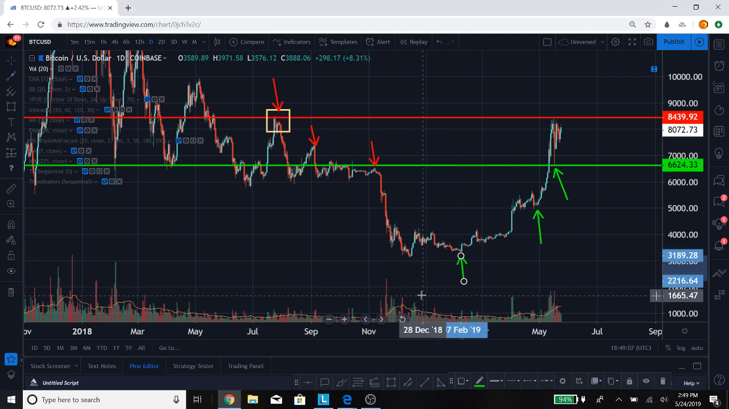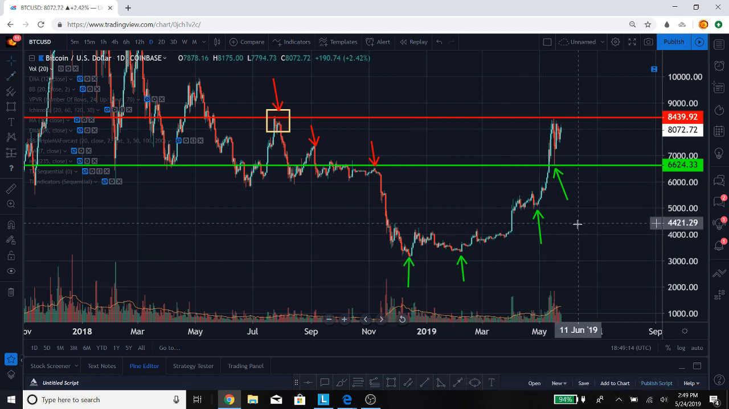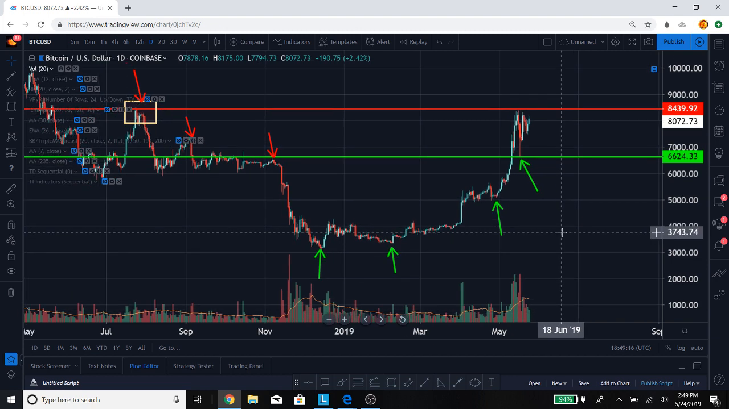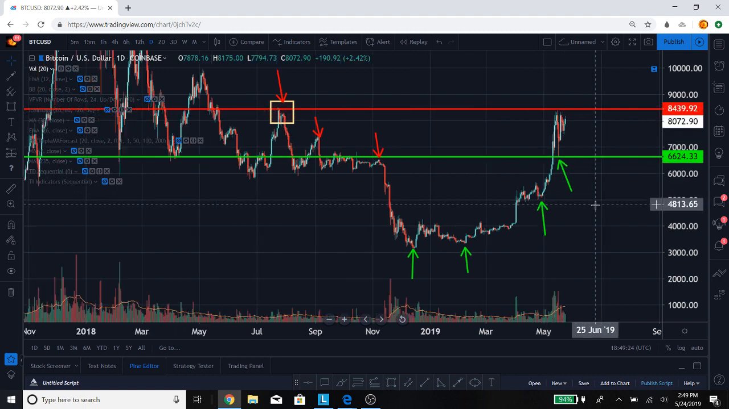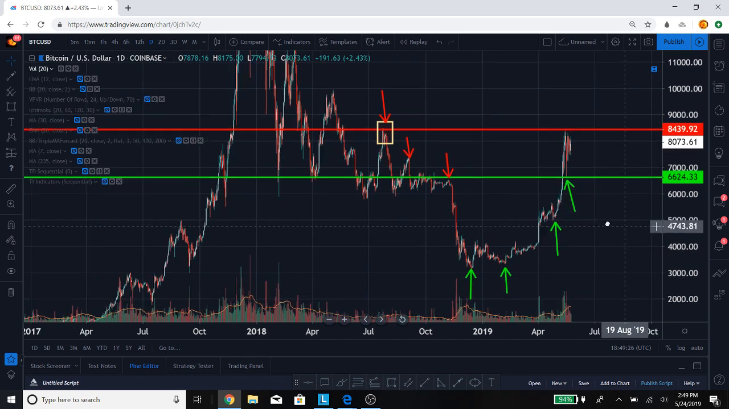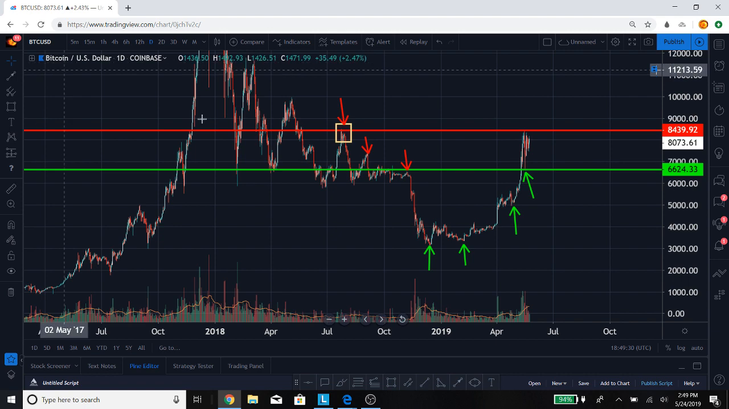And not just higher lows, but we've been putting in higher highs pretty consistently here. And we're not ready to say that we've lost that pattern just yet, even with the strong rejection still around the $8,400 area. Now, what happens? Let's look at this in two ways.